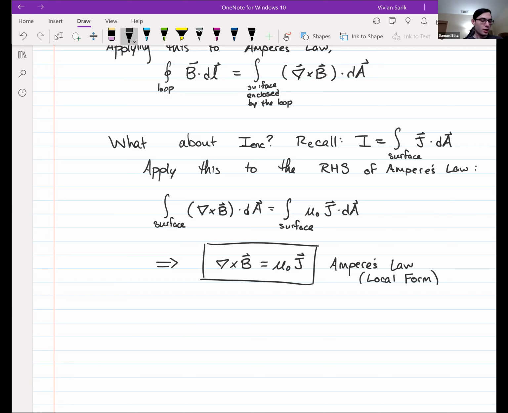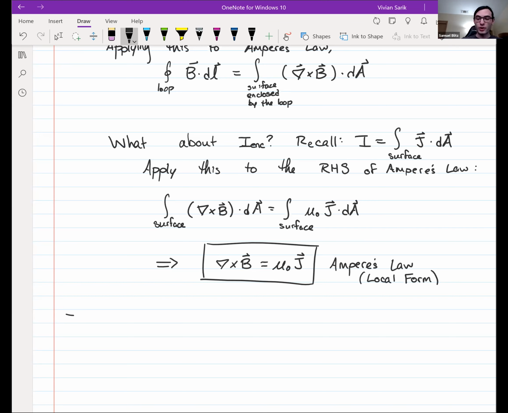Great. And it's useful, right? Because if you know the magnetic field everywhere, that can tell you how much current there is at any given place. Well, okay, this is only true if the magnetic field isn't changing with time. We'll see later how it affects this formula if the magnetic field changes in time.